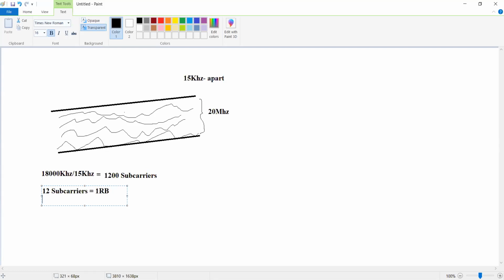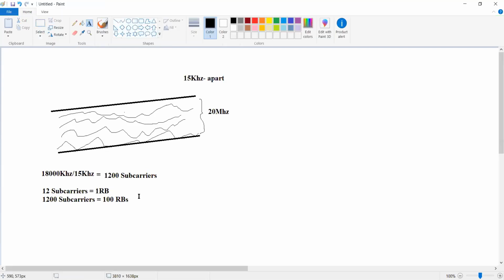So these 1200 subcarriers will become 100 RBs, right? 12 subcarriers is equal to 1 RB, so 1200 subcarriers is equal to 100 RBs. Simple, right?